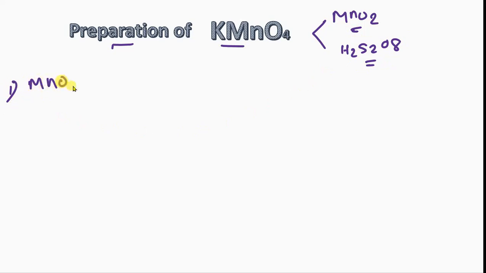Preparation of KMnO4. KMnO4 can be prepared mainly by two methods. One is from MnO2, which is called pyrolusite ore, and another one is from H2S2O8, which is called peroxydisulfuric acid. Let us check out in detail. First part, that is from MnO2, the pyrolusite ore, which is brown black in color.